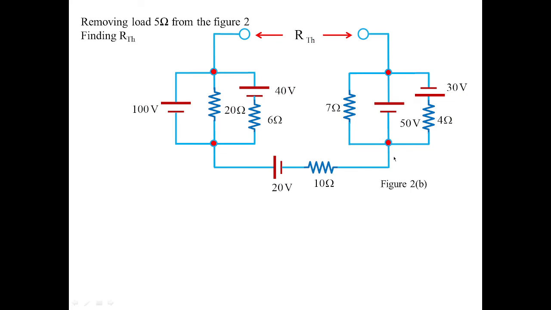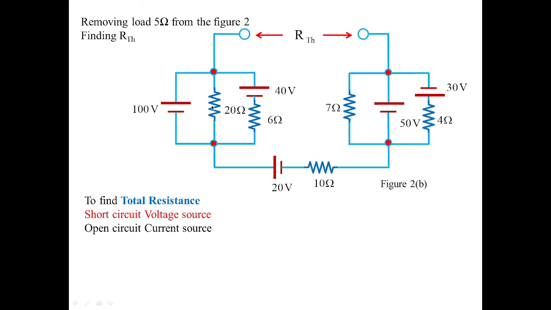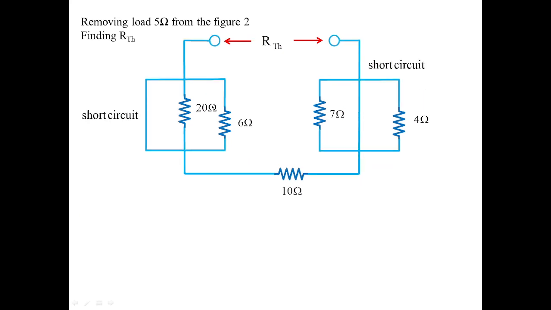The same thing: if 50 volts is shorted, the 7 ohms will be shorted; 30 in series with 4 ohms will be shorted; and if these two are shorted, 20 volts is also shorted. Then the total resistance is obtained by taking voltage sources as shorted and current sources as open circuited. Fortunately, we don't have any current source over here, so I'm going to apply the logic and get the value of RTH equal to 10 ohms.